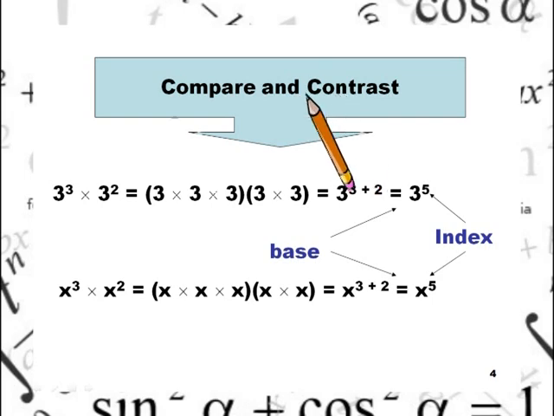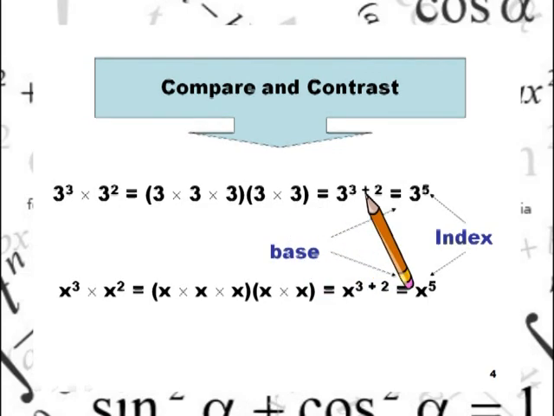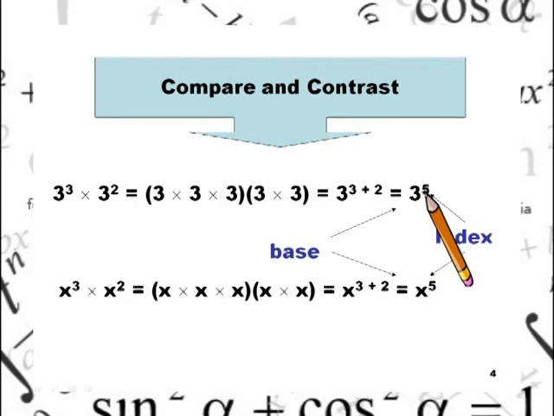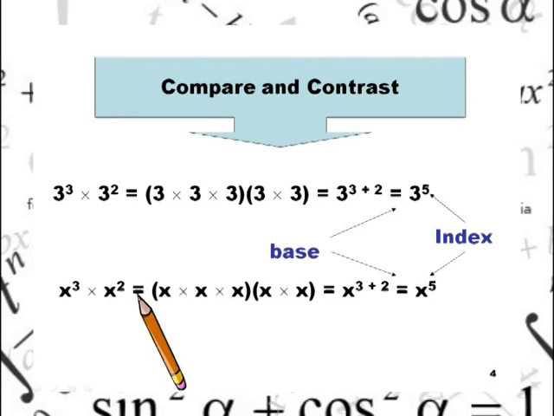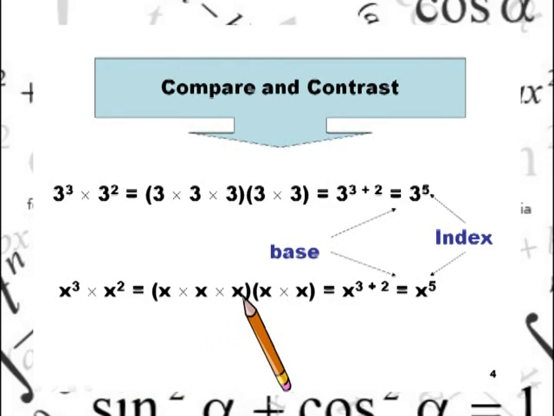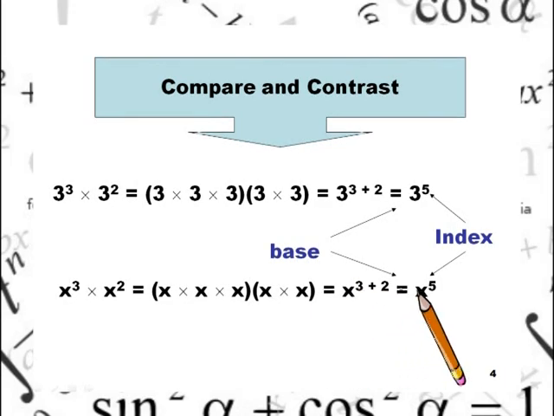Compare and contrast. 3 cubed by 3 squared is equal to 3 by 3 by 3 by 3 by 3, which is equal to 3 to the 3 plus 2 equals 3 to the 5th. x to the third by x squared equals x by x by x by x by x equals x to the third plus 2 equals x to the 5th. x and 3, the base, 5 and 5, the index.